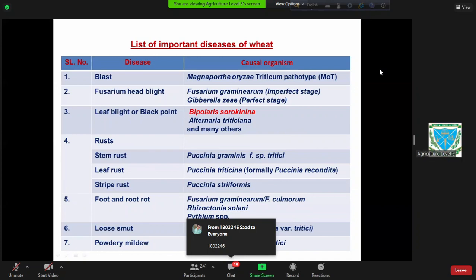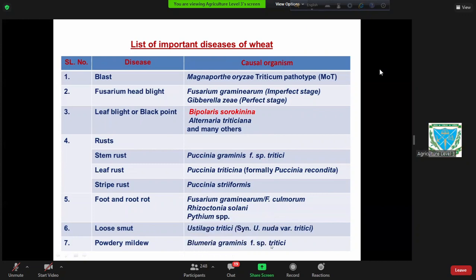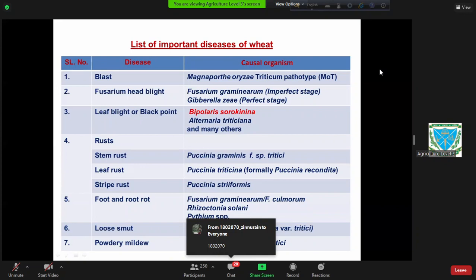There are many types of powdery mildew in many other crops. This fungus, Blumeria graminis, is from the Gramineae family because wheat belongs to the Gramineae family, and it can only attack wheat. That means this pathogen can cause powdery mildew symptoms in wheat, so I call it a forma specialis.